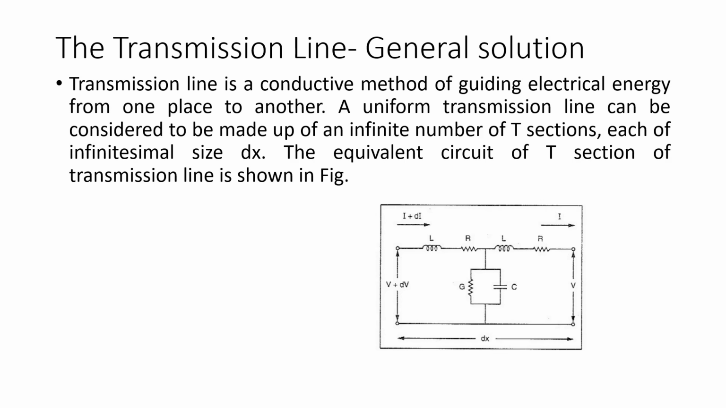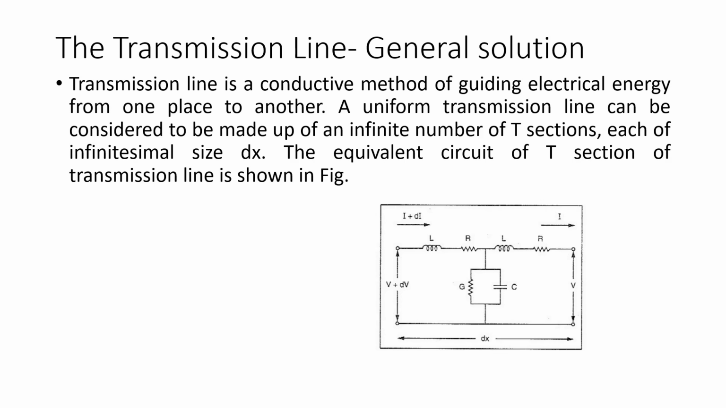The equivalent circuit of one T section is given here. It contains the primary constants like R, L, G and C, and these components are called distributed components, because an element or component that is distributed over the entire length of the circuit is called a distributed component, since it cannot be measured at a single point of the circuit.